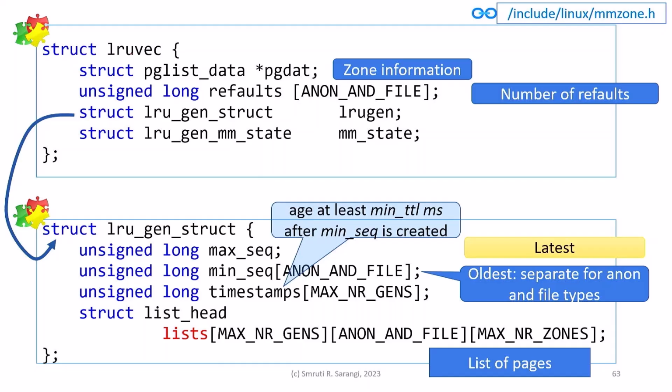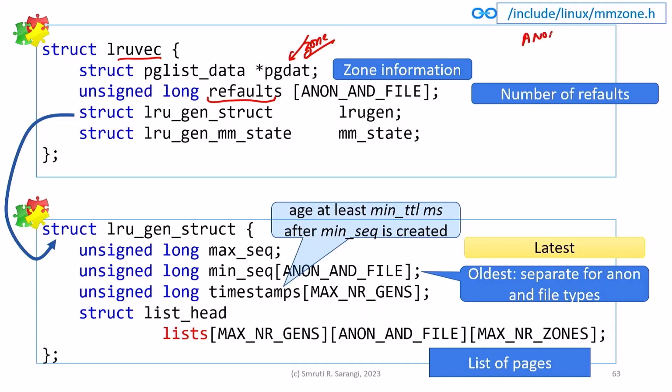So the first is a struct lru_vec, which actually corresponds to a zone. For every zone, we have an LRU vec. If you would recall and go back to the zone data structure, you would see that it had a pointer to an LRU vec, which maintains all the LRU information. Then for the entire zone, two counts are kept.